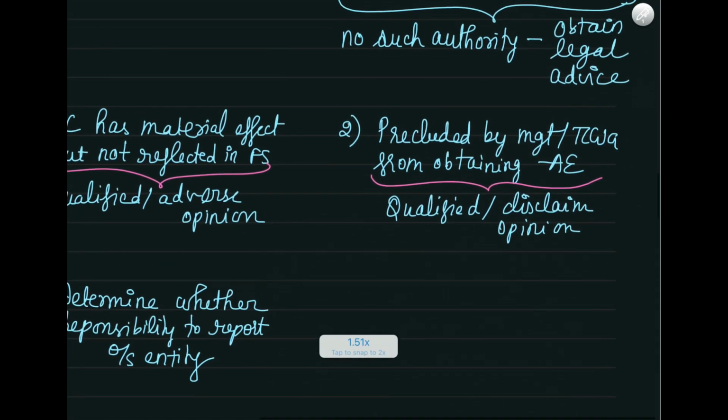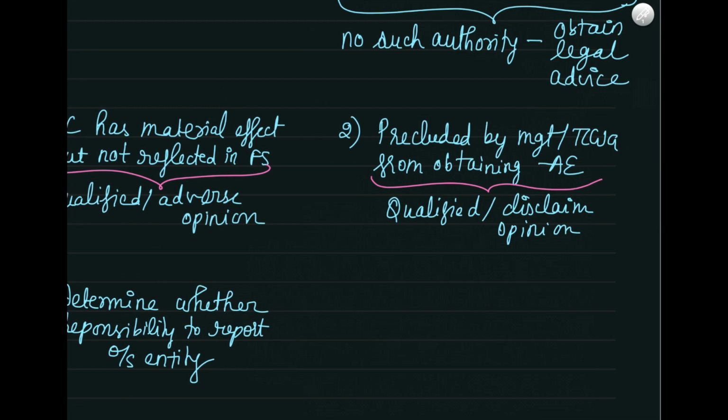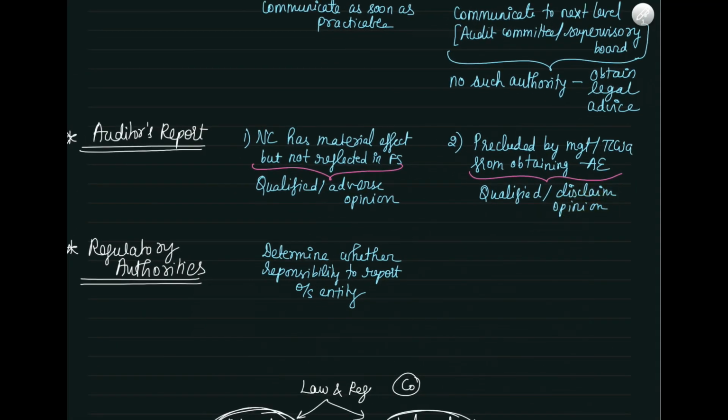Okay. And the next one, what they are telling you here is that as an auditor, if you feel that you wanted to obtain some audit evidence, you're not very sure whether a non-compliance happened or not, or whether there is a material effect or not, but the management or TCWG precluded you. They said no, they discouraged you from getting the audit evidence. Then in such case also you can give a qualified or disclaimer opinion. I hope you understood this.